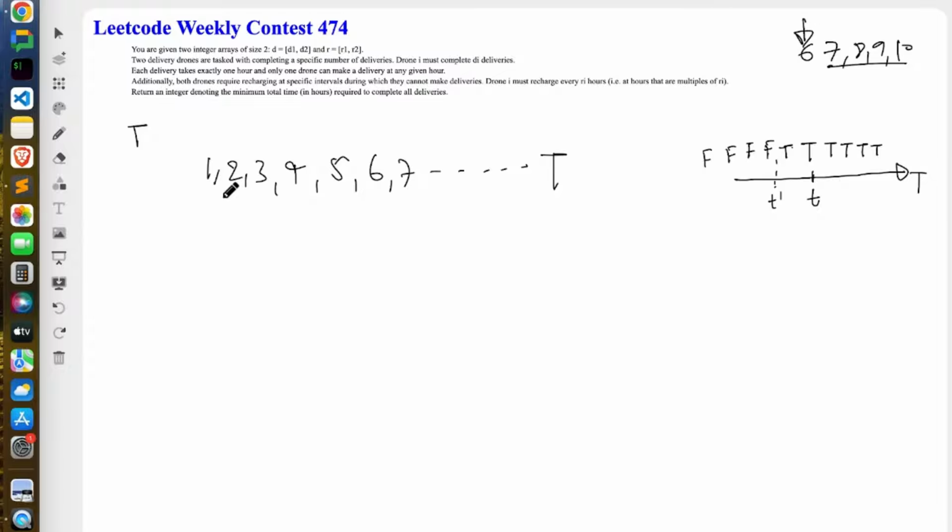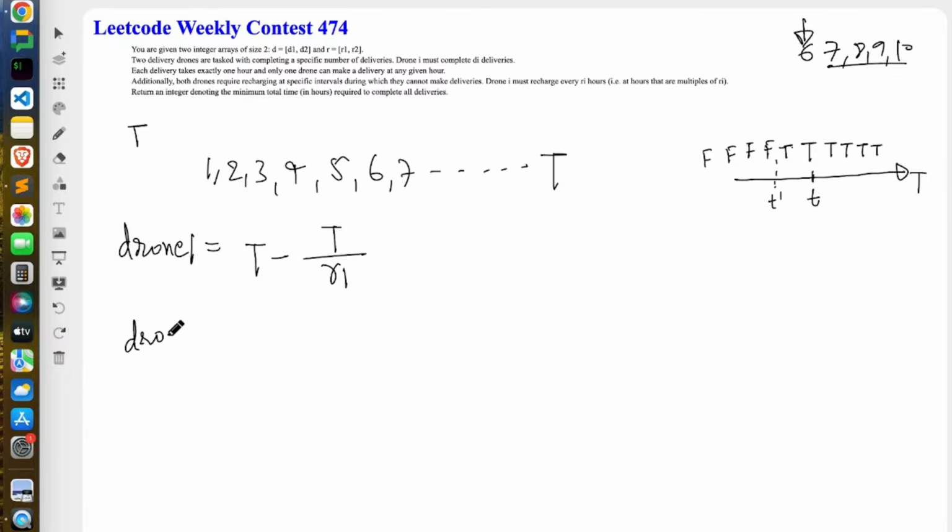So for drone number 1, how much time will it take to make the delivery? Out of the times from 1 to t, there are certain times when drone number 1 would be recharging, and that is t divided by r1, all the times when drone 1 would be charging. So how much time are you left with? t minus t divided by r1. The total time minus t divided by r1 is the time when drone number 1 can deliver.